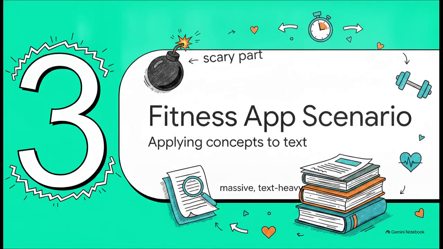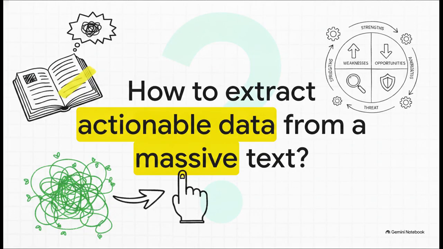Which brings us to Section 3, Scenario, the fitness app. Okay, it is time to tackle the scary part. It is totally normal to feel a spike of anxiety when you flip the page on your final and just see a giant wall of text. The real question is, how do we extract actionable data from a massive block of scenario text without getting completely lost in the weeds? Well, I like to use what I call the highlighter technique.